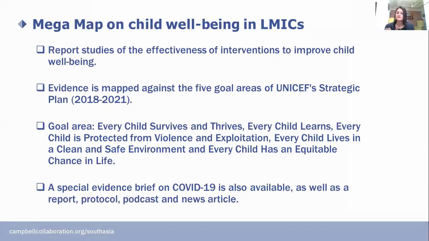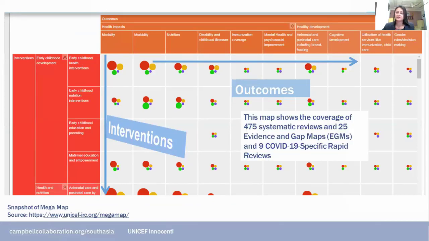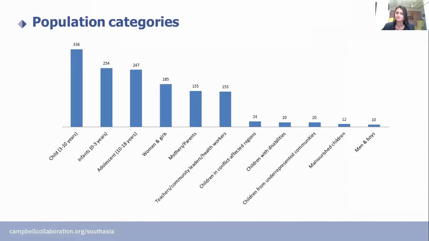But since this map is annually updated, for the 2020 update, we went ahead and also did 1 additional brief, which was on COVID-19, because at that time it was the need of the hour. And that brief is currently already out and published, and we are doing the 2021 update for that. So this is basically the snapshot from that child well-being map. And currently we have 475 systematic reviews in this and 25 evidence and gap maps, out of which we identified 9 COVID-19 specific evidence and gap maps in this.